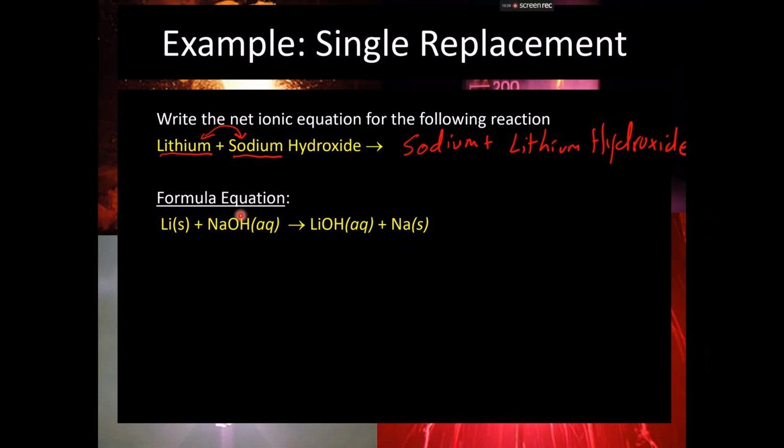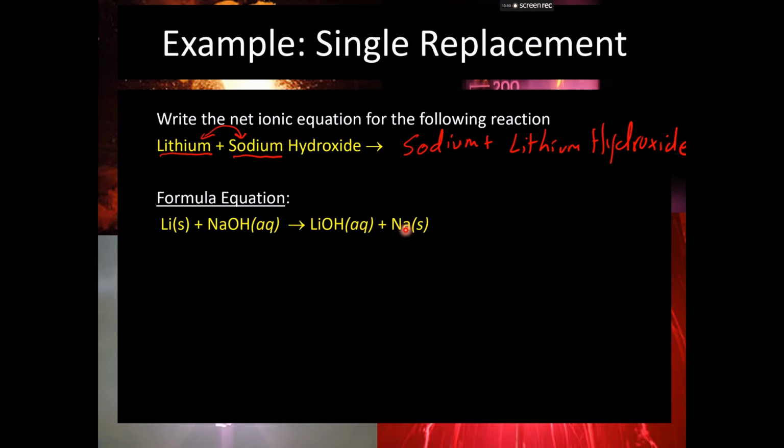I'm not going to do it here because we learned how to do this already in unit 4. But if you don't know why sodium hydroxide is aqueous here, go back and review the solubility rules for unit 4. So here sodium hydroxide is aqueous. Then we have sodium by itself, which is a solid because it's a metal. And then lithium hydroxide, which is also aqueous, and we can see it here in the reactants.